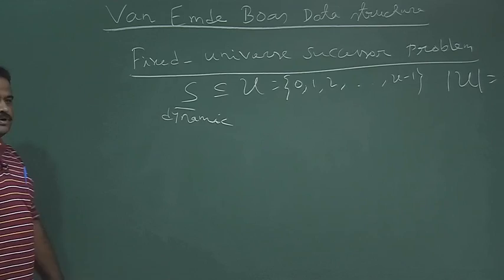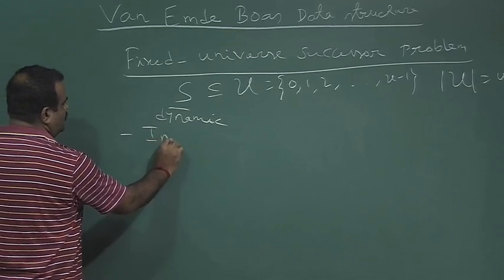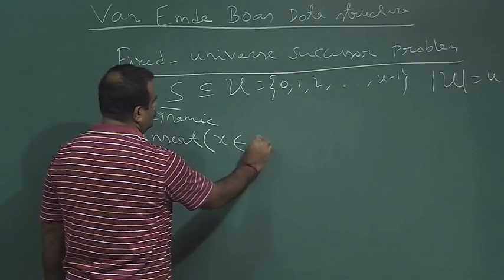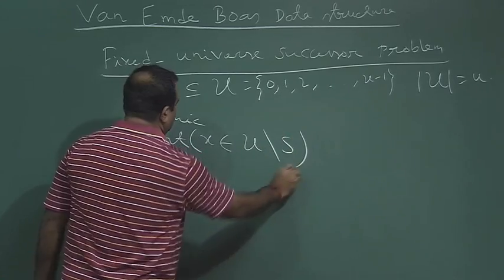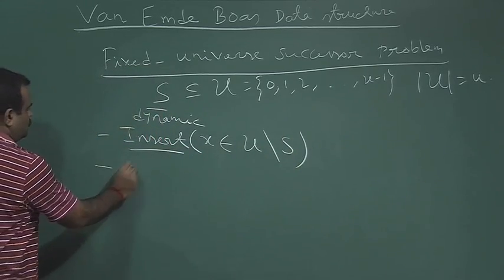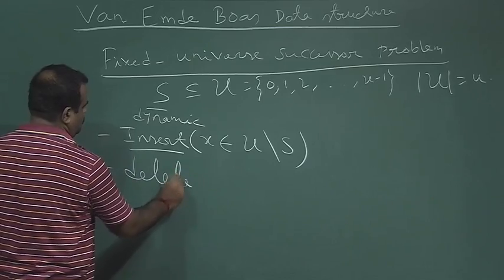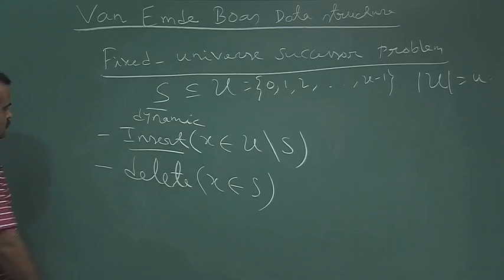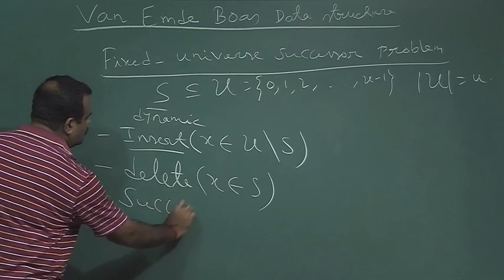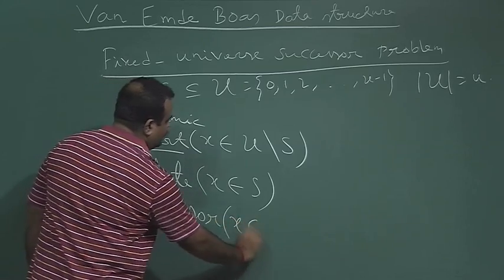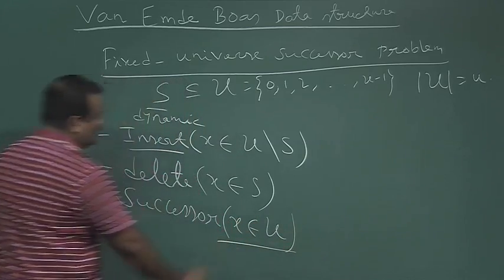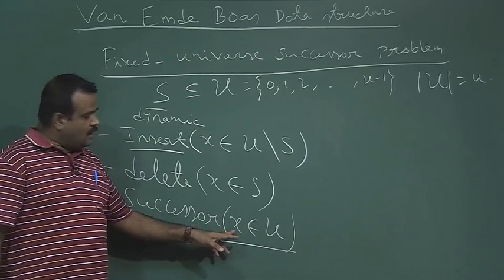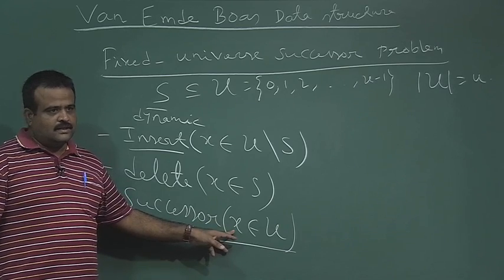That means we should be able to perform dynamic operations: insert an element x which is in U but not in S, delete an element from S, and find the successor of an element in U. That means we want to report the element after x in S.